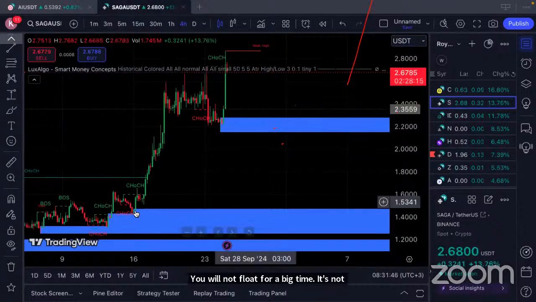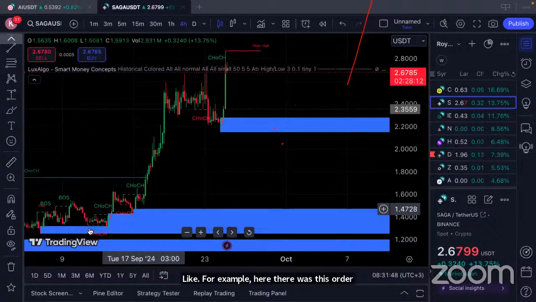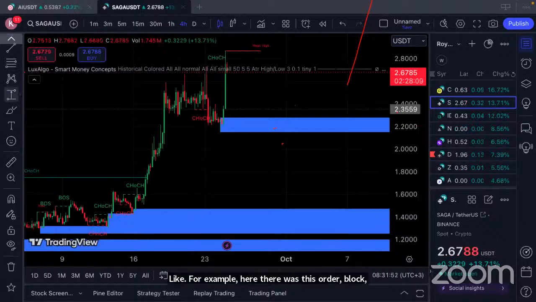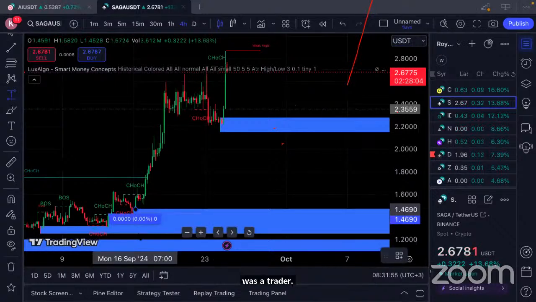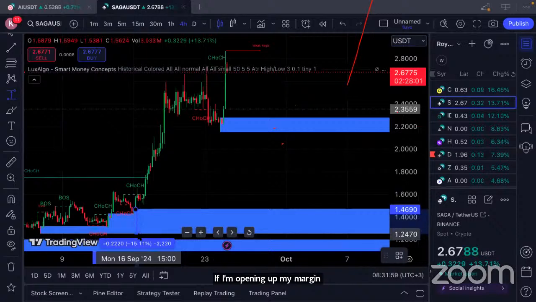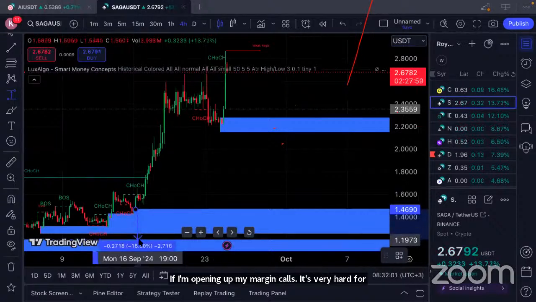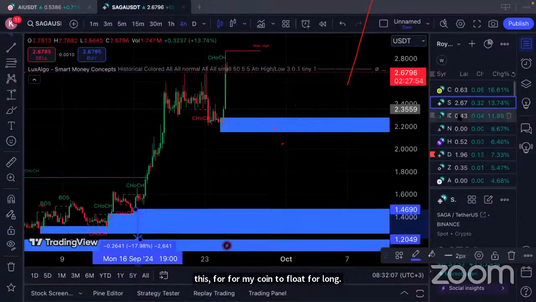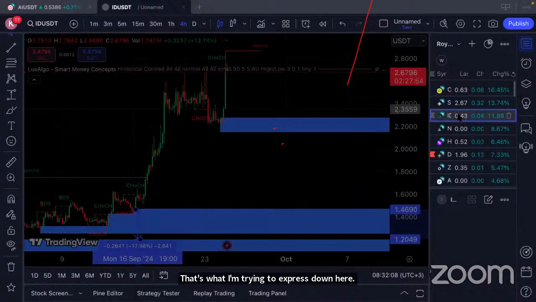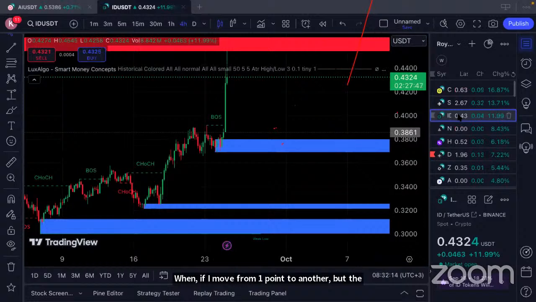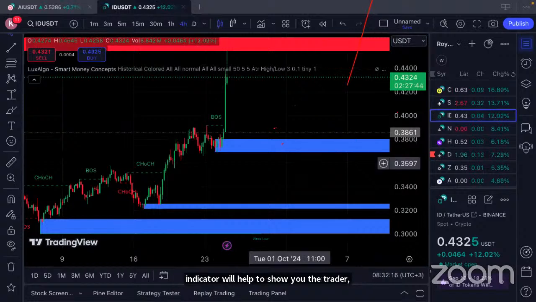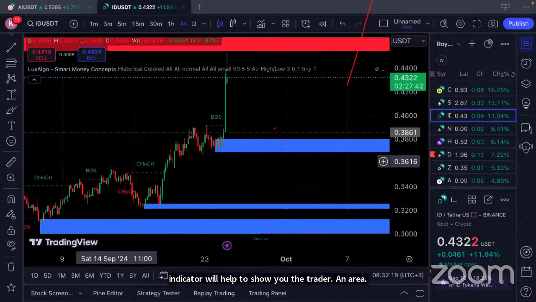Like for example, here there was this first order block, this second one, and this third one. So it means that if I was a trader and I had made my entry at this point, and I'm opening up my margin calls, it's very hard for my coin to float for long. But the indicator will help to show you, the trader, an area where you expect buyers to come in or an area where you expect sellers to come in.